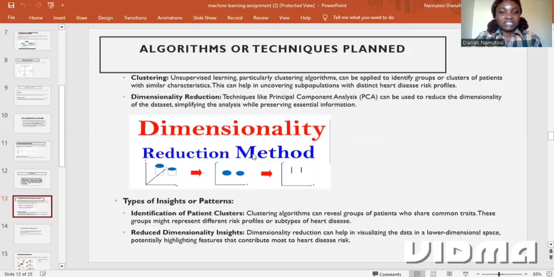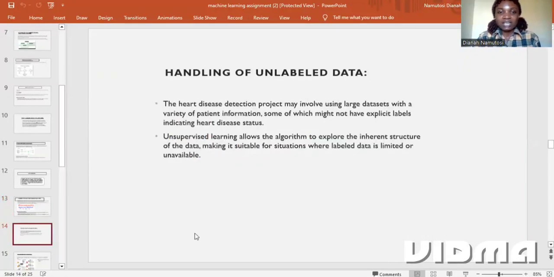Then the dimensionality reduction method is about creating the abstract, like reducing the complexity of the data, and then basing on the similarity of the features, you represent it by maybe one data point as one instance. That is reducing the complexity, abstraction. The types of insights or patterns are patient clusters, grouping them according to certain traits, and dimensionality reduction, I've already talked about it. It is handling unlabeled data. You just feed in the unlabeled data and then it is able to create the output.